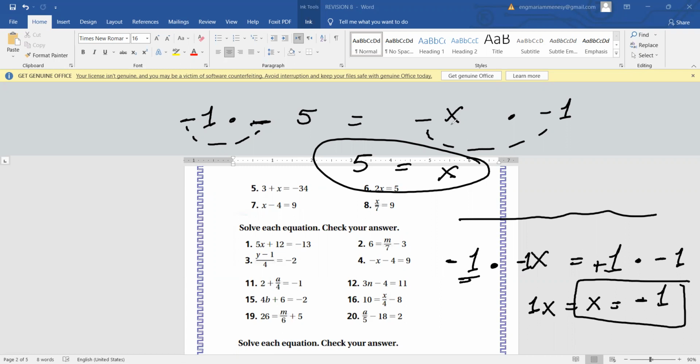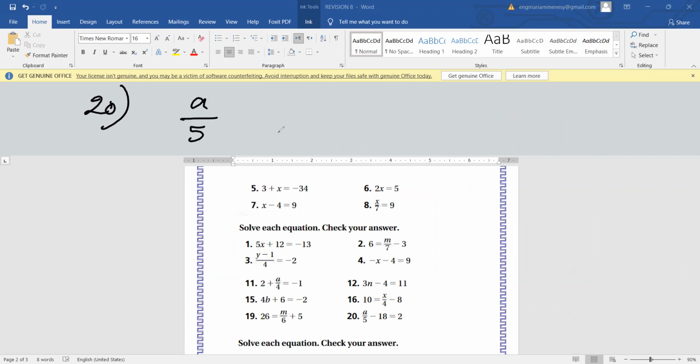Okay. How can I solve number 20? A over 5 minus 18 equals 2. How can I solve number 20, my dear? It's very easy.